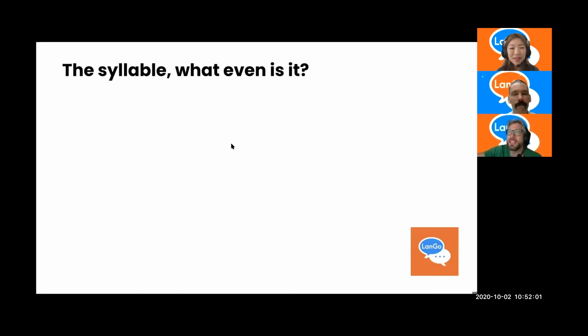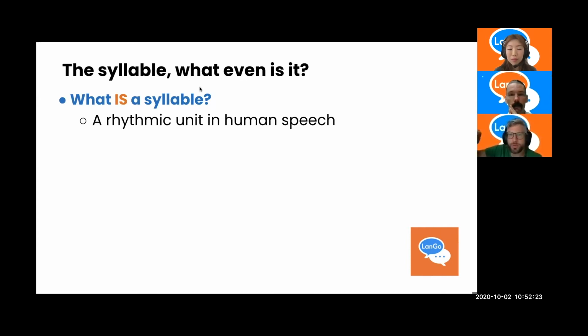Okay, so today's episode is called What Even is a Syllable? And that raises the question of the syllable, what even is it? So the syllable is a rhythmic unit in human speech, right? It's a useful concept for learning other languages. And of course, it's useful to language science as well, which is where we draw it from.